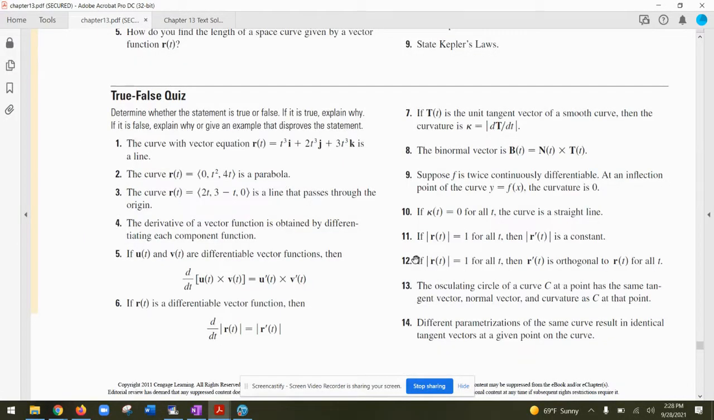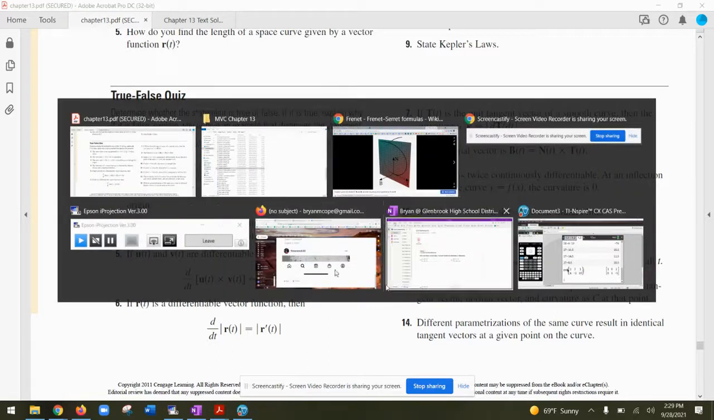Okay, 12. If the magnitude of R is 1 for all t, then R prime is orthogonal to R for all t. That's our proof. We proved that, right? 13. The osculating circle of a curve C at a point has the same tangent vector, normal vector, and curvature as C at that point. Isn't that by definition? Yeah, that's the definition. Isn't that where we left off last class, actually?